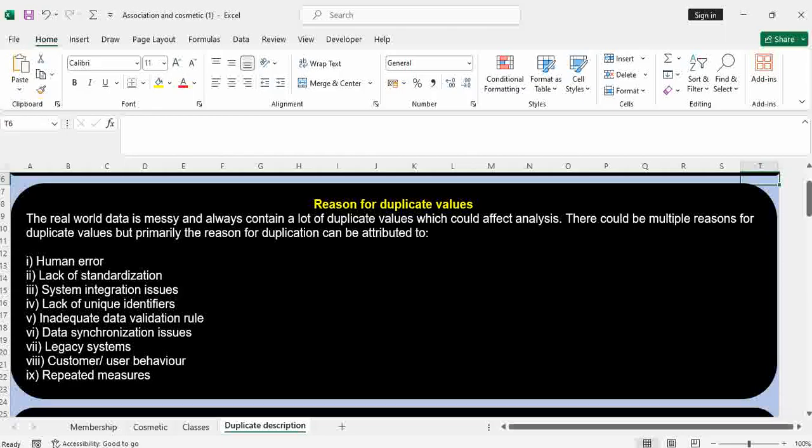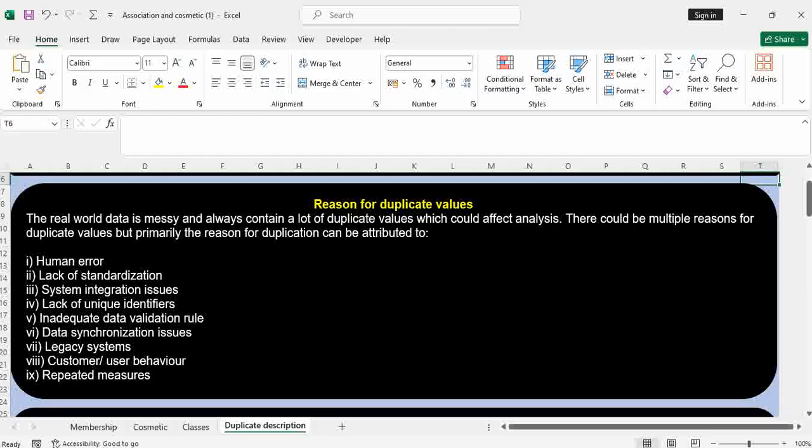assuming that I have another record from my previous session. This can lead to another customer, which of course is again the same customer, leading to duplication. So that is one reason for duplication in human error.